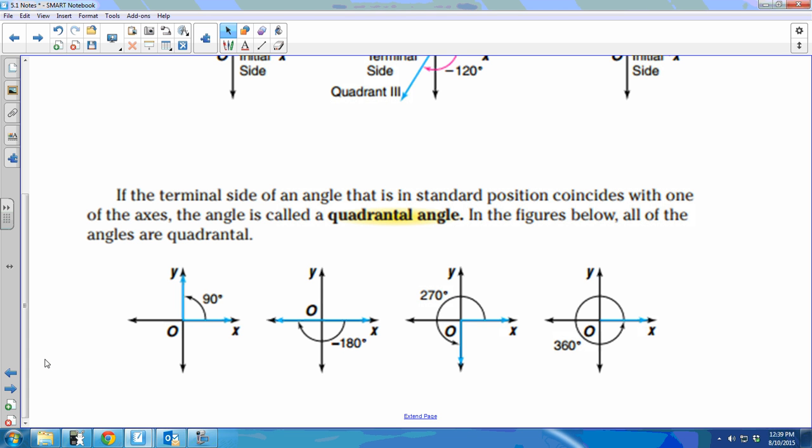We won't use that term as much, but it comes up. The quadrantal angle is just when the sides, initial and terminal, are on an axis. You have to have like 90, 180, 270, 360, and negative versions of those. Questions about those terms?